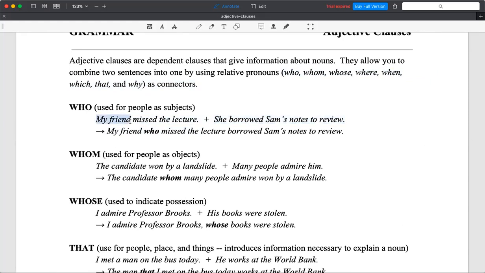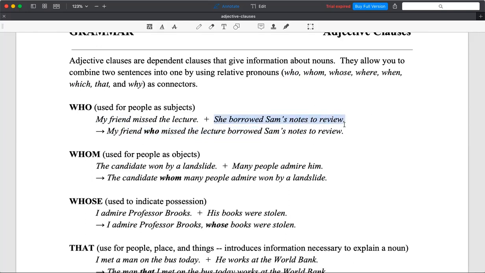Because my friend and she are the same person, I need to combine these two sentences. When I combine them, I create a more complex structure with an adjective clause. I would change the second sentence. I will remove she, and because my friend is a subject, I need the subject pronoun to replace she. Then my sentence would be, my friend, who missed the lecture, borrowed Sam's notes to review.